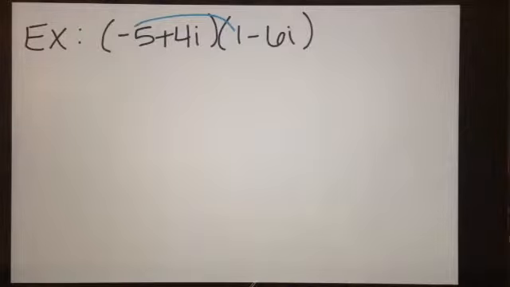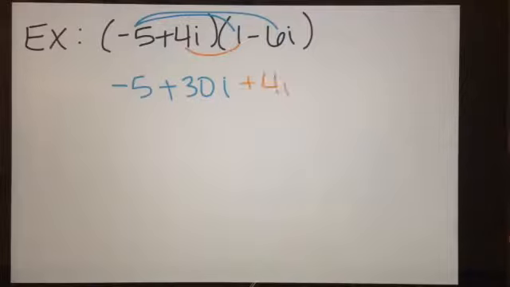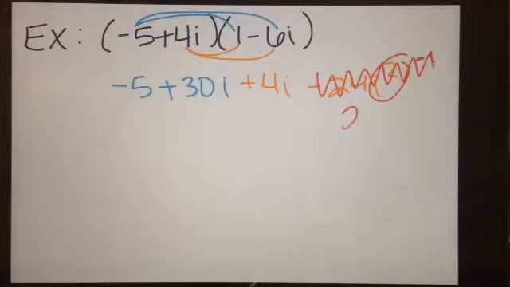Negative 5 times 1 is negative 5. Negative 5 times negative 6i is positive 30i. 4i times 1 is positive 4i. 4i times negative 6i is negative 24i squared. And we just have to remember that i squared again is negative 1. And so negative 24 times negative 1 is positive 24. So that number on the end is positive 24.